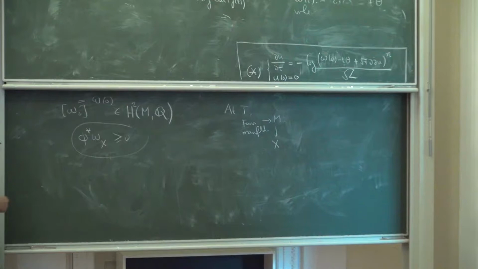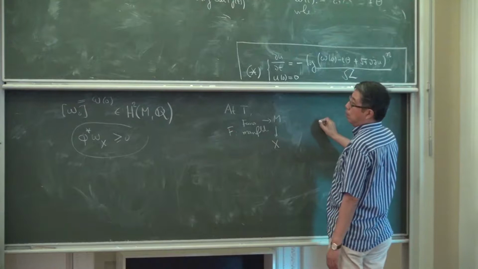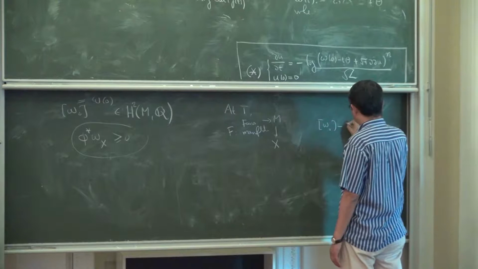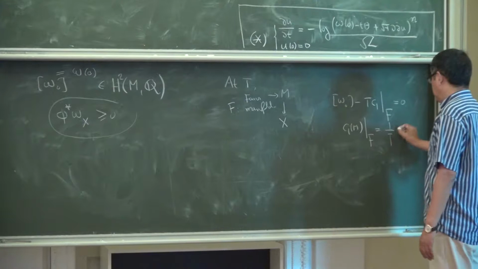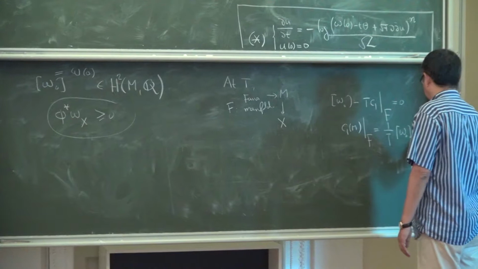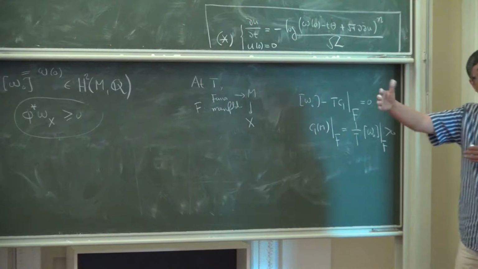So along the fiber, say I take a fiber here. So the omega zero minus c1, T c1, restricted to the fiber is identically equal to zero. So that means c1 of M restricted to the fiber is 1 over capital T of omega zero. And this is positive.